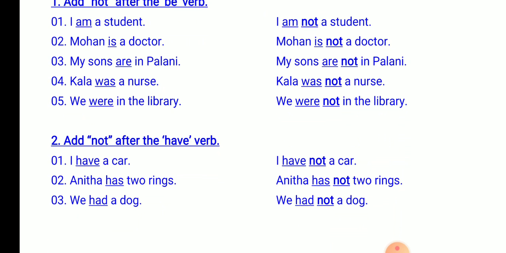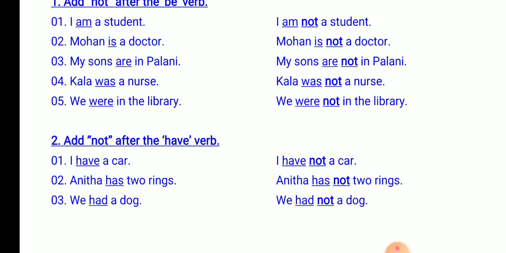Now, let us move on to the next item, adding not after have verbs. Follow the same rule which you followed for the be verbs. As you did in the first item, you are going to add not after have or has or had.